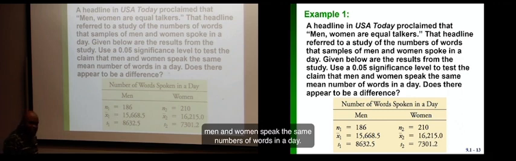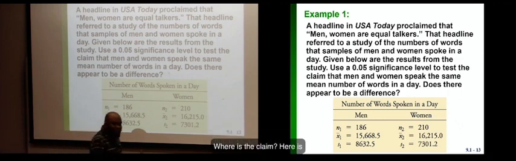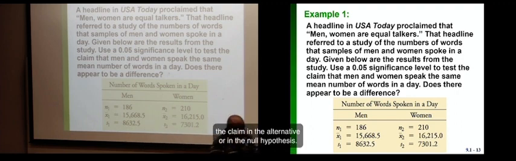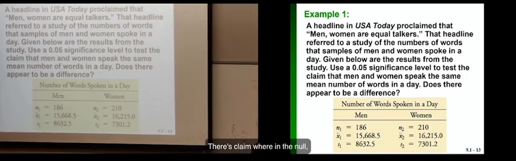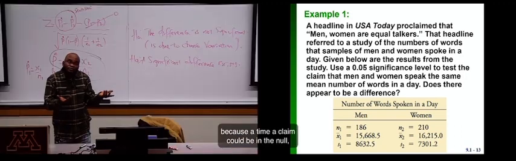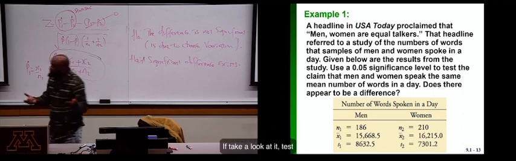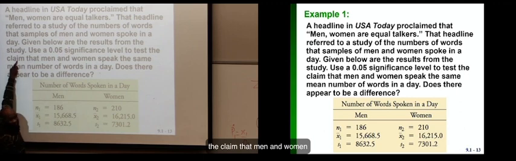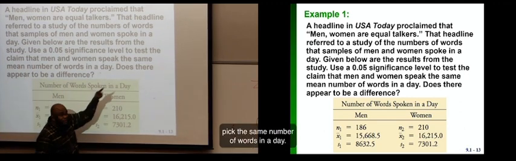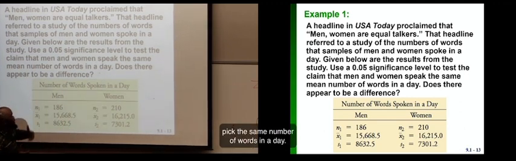Use a 0.05 significance level to test the claim that men and women speak the same mean numbers of words in a day. Can somebody tell me, where is the claim here? Is the claim in the alternative or in the null hypothesis? No, in the null. Because at times a claim could be in the null, a claim could be in the alternative. Take a look at it. It said, test the claim that men and women speak the same mean number of words in a day.